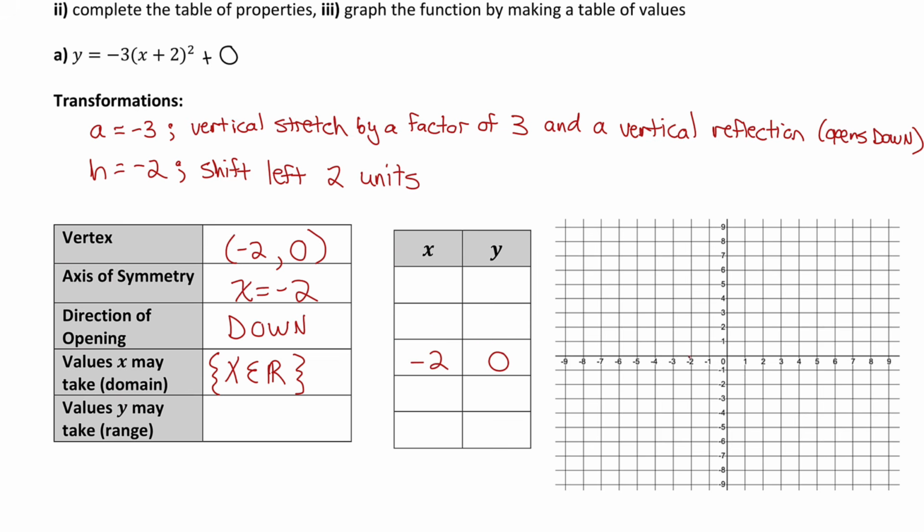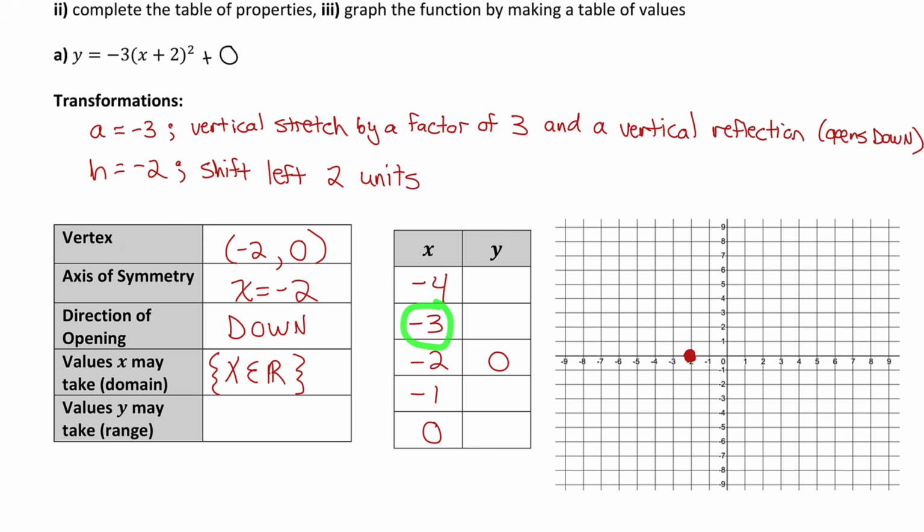And then I could plot that point on my graph. And since this parabola opens down, I know it's going to look something like this. So I want points on both sides of the vertex. So I'll choose x values to the left of -2. So I'll choose -3 and -4. And then x values to the right of -2, -1, and 0. And then I'll sub these points into this equation and calculate the y values.